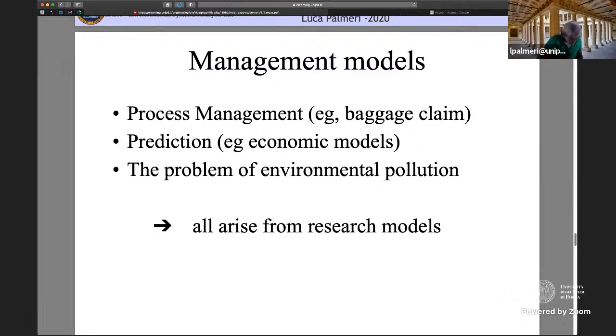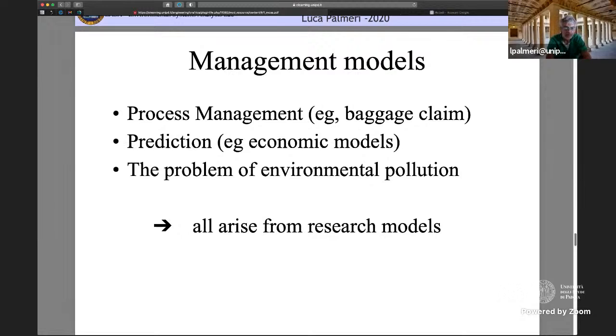So another important reason for building a management model is that of making predictions, so changing the surrounding conditions. If you have a good management model, if you change the surrounding conditions, you can have an idea, or you can predict, what the behavior of a system will be later.